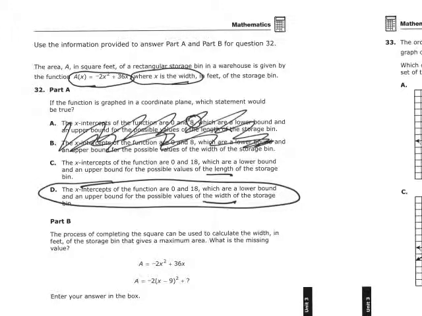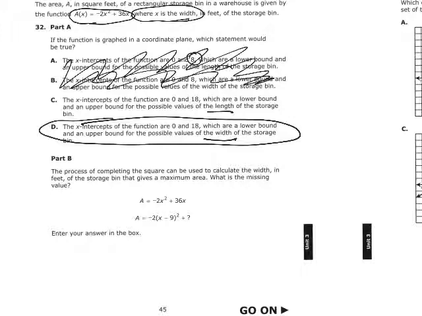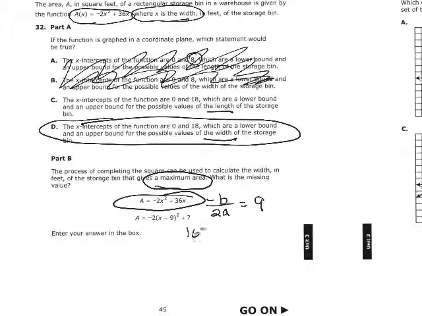And then down here, they mentioned completing the square. They're looking for a maximum area, so I did the vertex. I did negative b over 2a, which gave me 9. And then I put it back into the original equation, and I ended up with the number 162, which is exactly what they got in the answer key.